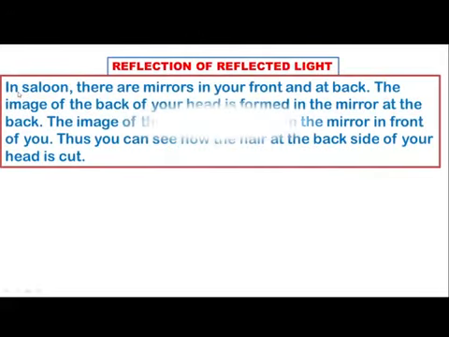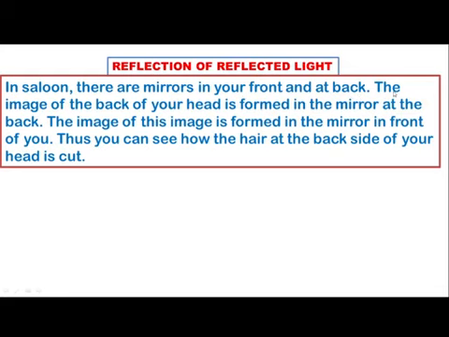Reflection of reflected light. In a saloon there are mirrors in front of you and at the back. The image of the back of your head is formed in the mirror at the back. The image of this image is formed in the mirror in front of you. Thus you can see how the hair at the back side of your head is cut.